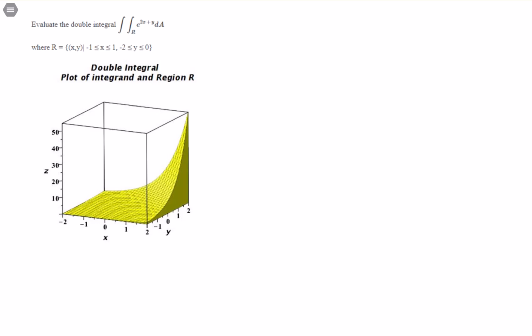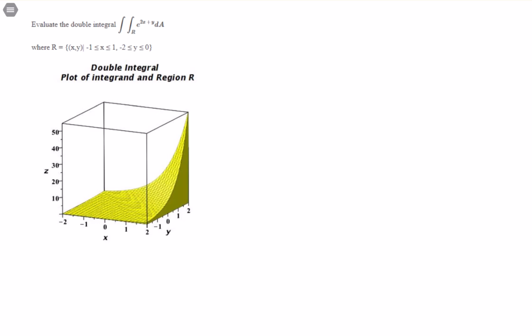Evaluate the double integral of e to the 2x plus y dA over the region R, where R is the set of points where x ranges between -1 and +1, and y ranges between -2 and 0.